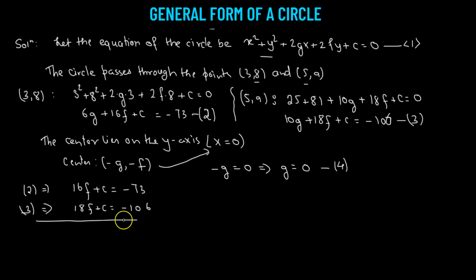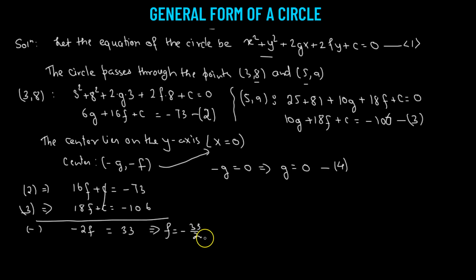Now we have two equations which contain only the parameters f and c, so we can subtract them to get 16f minus 18f, which will be negative 2f. So c minus c cancels out, that will be equals to negative 73 minus negative 106, so that will be 33. So solving for f, we get f equals negative 33 over 2.